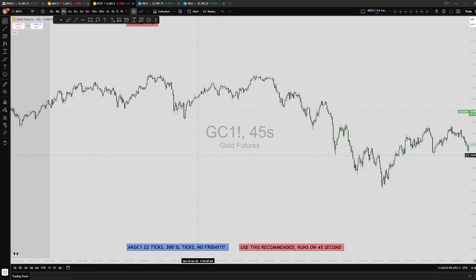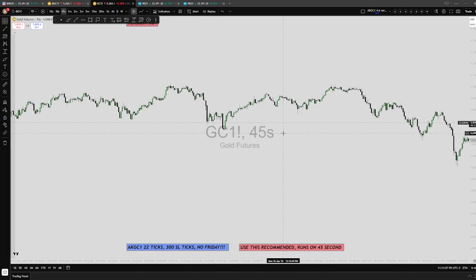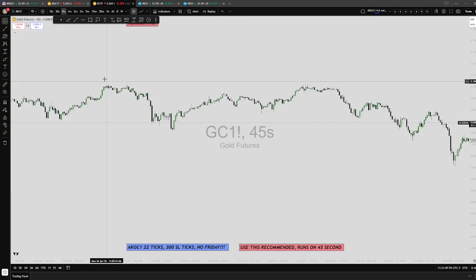Hey, what's up, guys? I'm just gonna do a quick recap of today's trade. There were a couple of PO3s that I do want to go over, especially on GC. I want to show you guys this accumulation zone that I called out, that you should have also spotted.